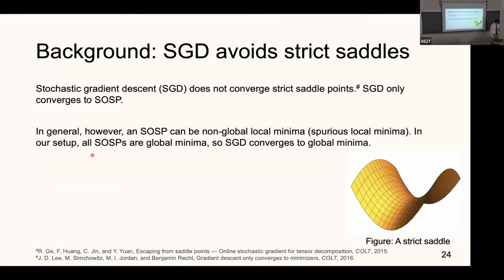So gradient descent is going to converge to second order stationary points. Second order stationary points can be bad. They can be very bad local minima. But if we can show that all second order stationary points are global minima, then SGD will converge to a global minimum.